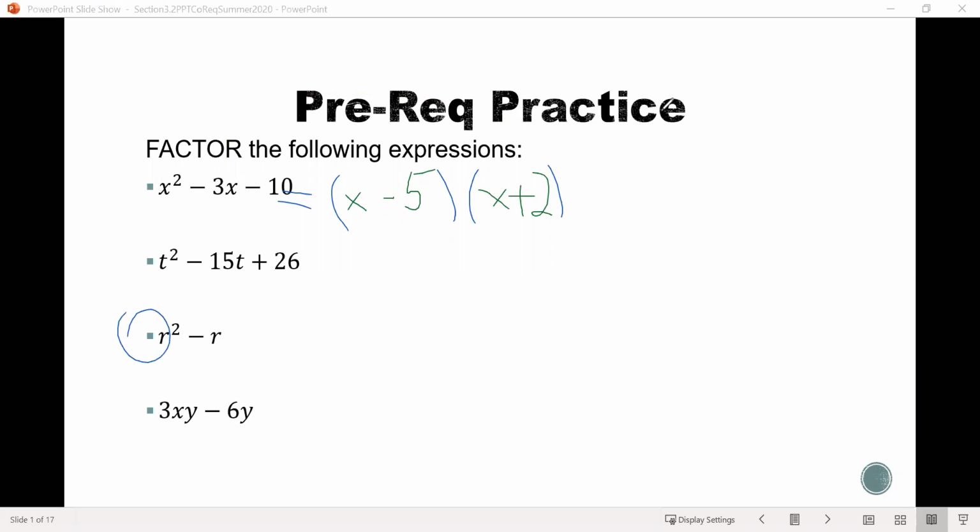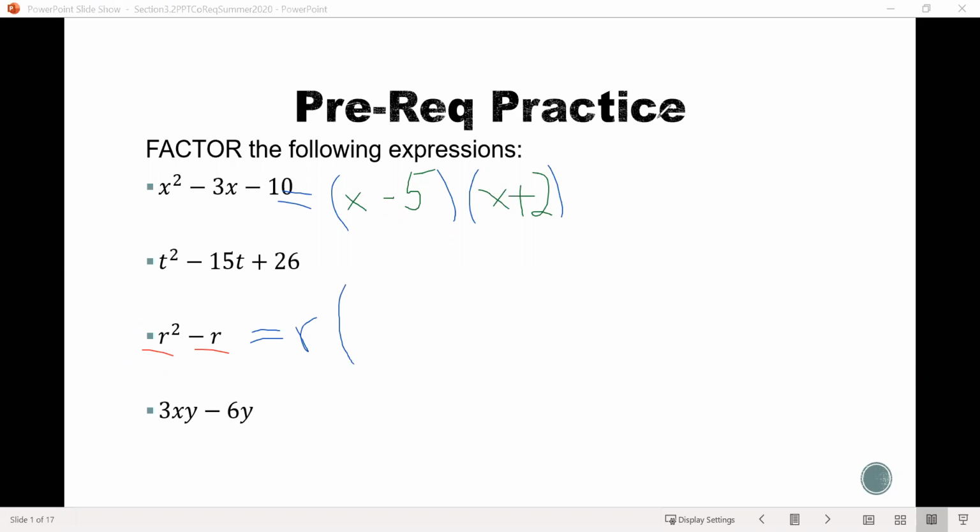So we have r squared minus r. And in this case, since there's only two terms, we aren't going to use that kind of unfoiling or opposite of foiling technique we used on the first one. For this one, since there's only two terms, what we're going to do is look at each of the terms, so the r squared and the minus r, and think about what they have in common. And it looks like they both contain an r, right? So what we can do then is factor out that r.